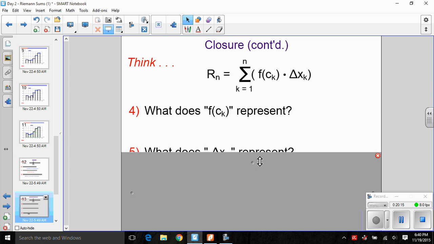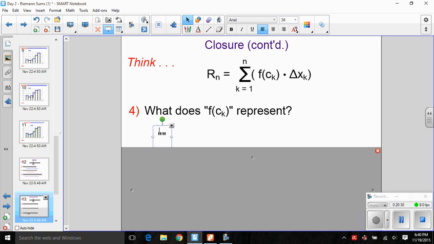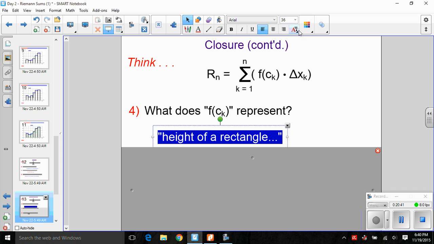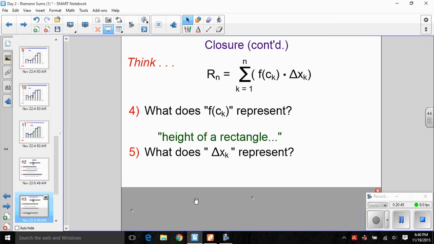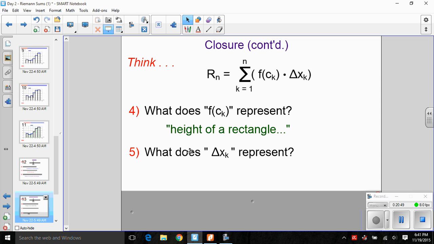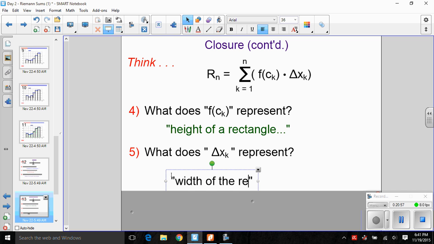So then what does the f of c sub k represent? And I know what you're thinking right now. Riley, don't say it. This is representing the height of the kth rectangle. And so this is the height of one of the rectangles. That's the function value at the kth rectangle. What does the delta x sub k represent? Well, that would be the width of the rectangle. Not only is it the width of each rectangle, but it's the width of the kth rectangle that goes along with the height.